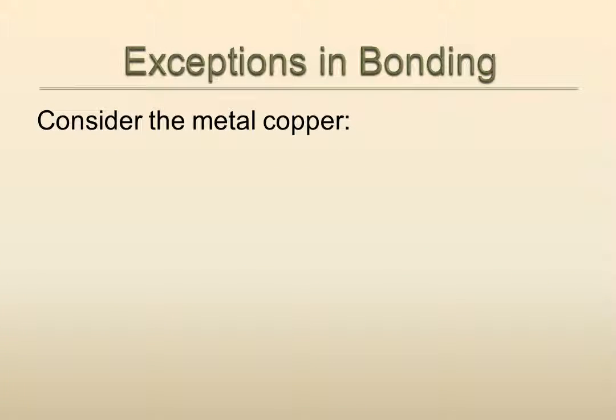Let's talk a little bit about some exceptions in bonding. Now, we've already seen that we really simplify the idea of bonding earlier with the concept of noble gas electron configuration, and the necessity of atoms to try and attain noble gas electron configuration, or full shells of electrons. As you probably have already realized, these two terms don't necessarily completely tie with each other.